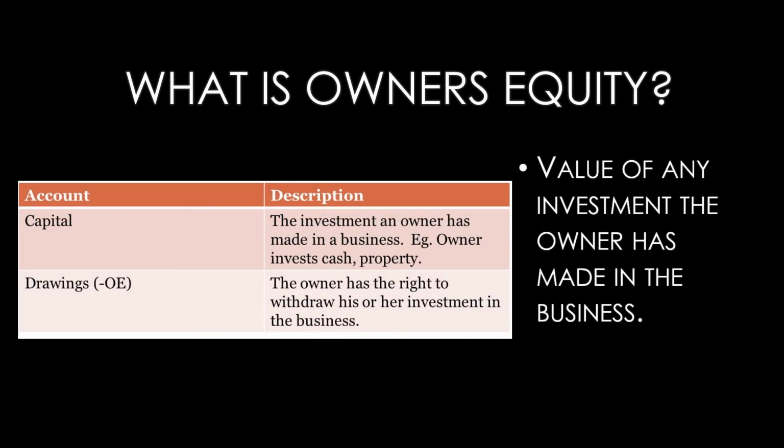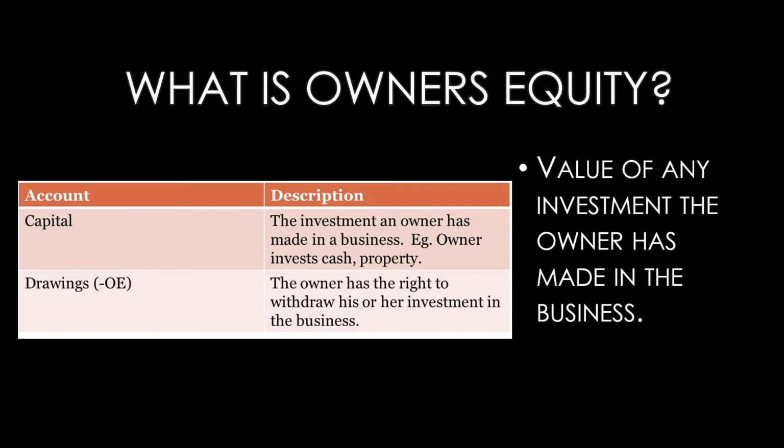Owner's equity, on the other hand, is the value of any investment the owner has made in the business. There are two types of owner's equity. One is capital, in which the owner invests cash or property into the business, or drawings, which the owner has a right to withdraw from his or her investment in the business itself. Capital is the one in which the owner puts money into the business, and that is the most positive form of owner's equity. Drawings, on the other hand, is when the owner actually takes items out of the business, which could be either cash or stock, and therefore is deemed a negative owner's equity.